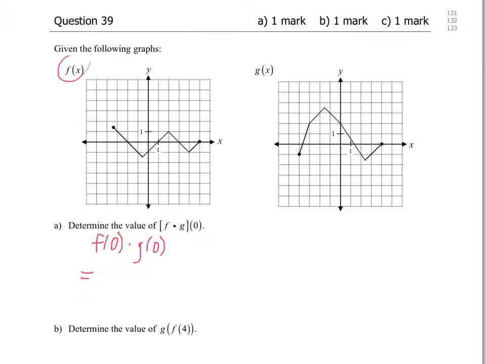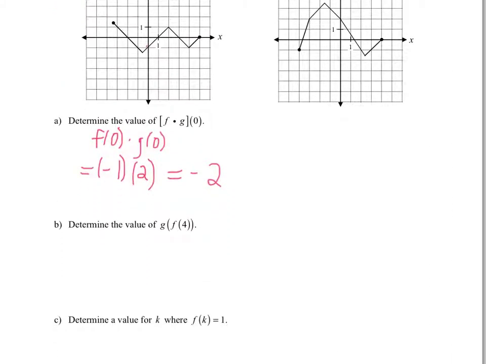In the f graph, we can clearly see f of 0 is -1, and we're going to multiply that by g of 0, which we can clearly see is 2. So -1 times 2 is -2.